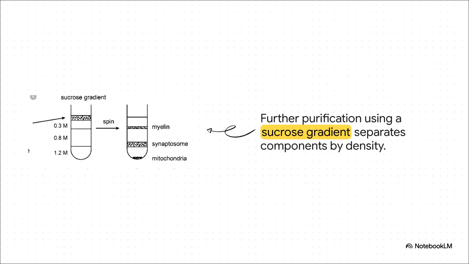And for even more purification, you can use a sucrose gradient. When you spin the sample in this gradient, all the different components separate out by their density. The synaptosomes settle into a distinct layer, neatly sandwiched between the lighter myelin and the heavier mitochondria. It's a really elegant way to get a pure sample.